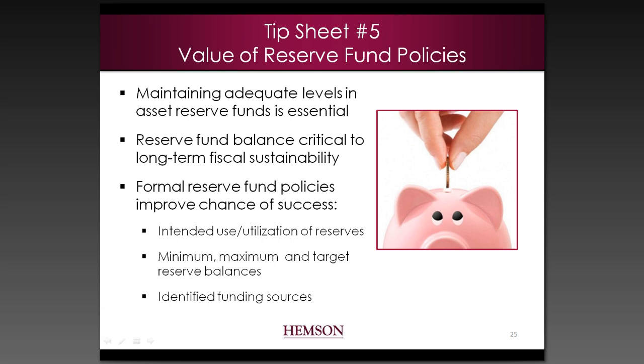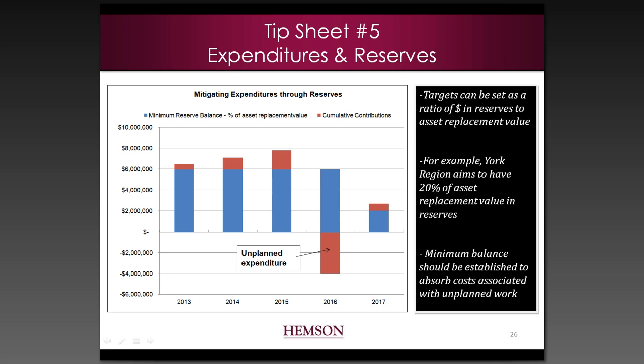And the next slide, 26, is intended just to give a high-level example of that, where the minimum ratio may be set at a certain value of the asset class, say 20% of all of the assets within a certain category, and that's the minimum amount of the reserve.